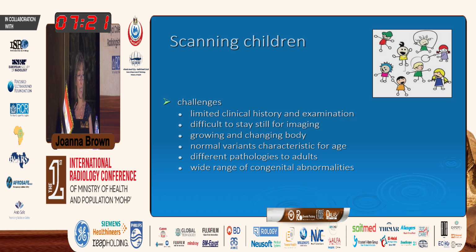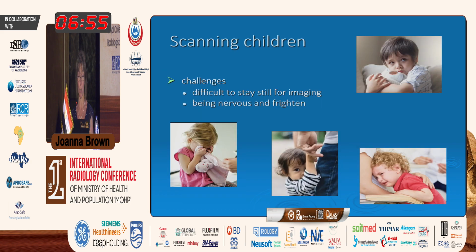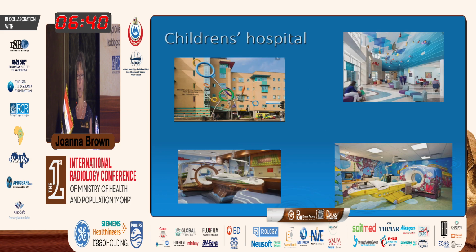There are several challenges in imaging children. We have limited clinical history at examination, and they can't stay still. We also have normal variance characteristic for age, which is important when we are doing our tests. With limited history and examination, they present with discomfort, pain and crying, and how do we know which part of the body to image? The other challenge is that they are always very nervous and frightened, more than adult patients when they are going to the hospital. And because they cry, it is difficult to keep them still.